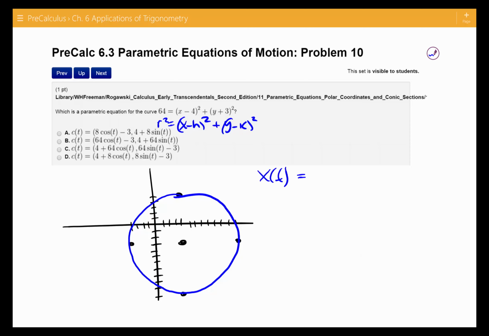We know we're going to start off at 4, and then we're going to add on 8 cosine of t like we did before, because we want to go out to this point here knowing that cosine starts off at its highest value 1. So we want to go all the way out to 12 here.